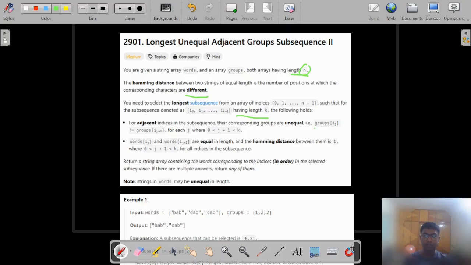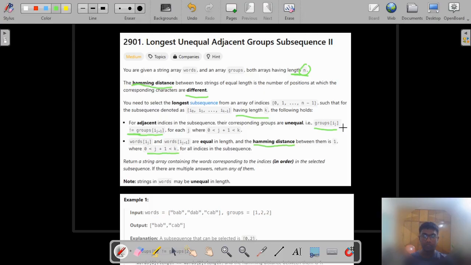So corresponding groups being unequal is something that we even saw in part 1 of this same problem, and we have a new term called Hamming distance. But let's continue to point 2. Words of j and words of j plus 1 are equal in length, and the Hamming distance between them is 1.